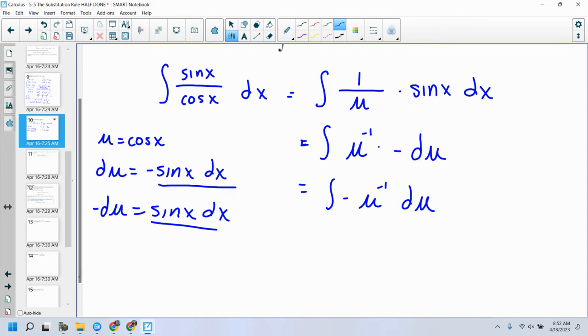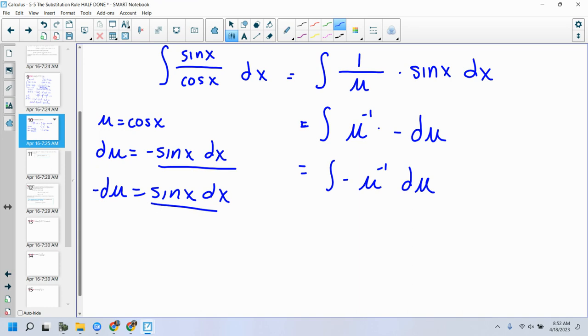Okay, now let's perform the integral. Okay, so what is the integral of u to the negative first? ln, yeah. ln, and technically, because it's an indefinite integral, there are no boundaries, we got to really say ln of absolute value of u. Don't forget the negative that was supposed to sit out front. Plus c. And then in the end, just plug back in cosine x. Negative natural log of the absolute value of cosine x plus c.